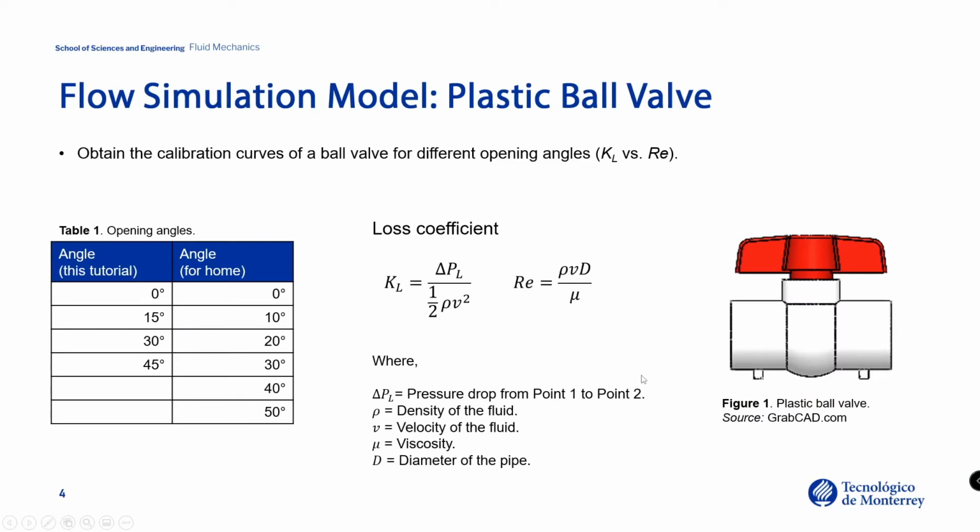We want to obtain the calibration curves of a valve for different opening angles. In this case, we want to obtain plots of the loss coefficient versus the Reynolds number. To obtain these plots, we have to define different inlet velocities. In this way, we can obtain different values for the Reynolds number, and so we can obtain different values of the loss coefficient.